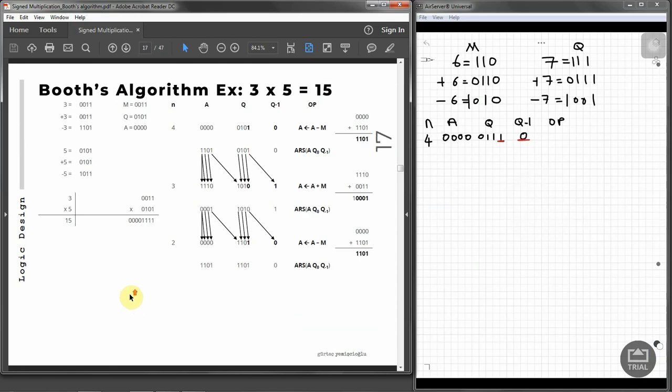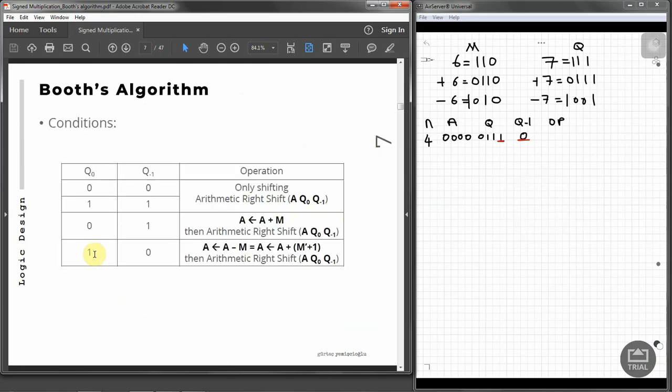Let's go back to the table again. 1, 0 is A minus M. So A is A minus M. That means our A is 0 and minus M. So minus M is actually 6. M is 6. Minus M is minus 6, isn't it? Think about it. Or is it the other way around?